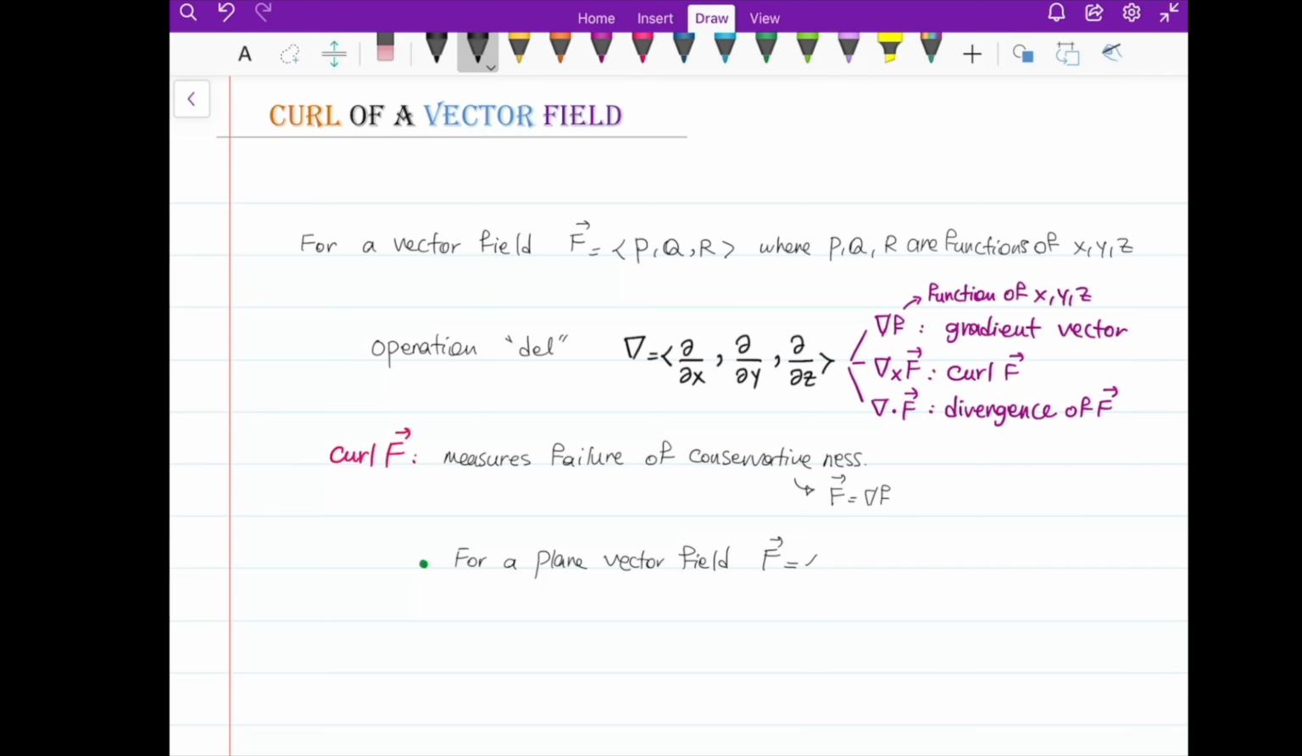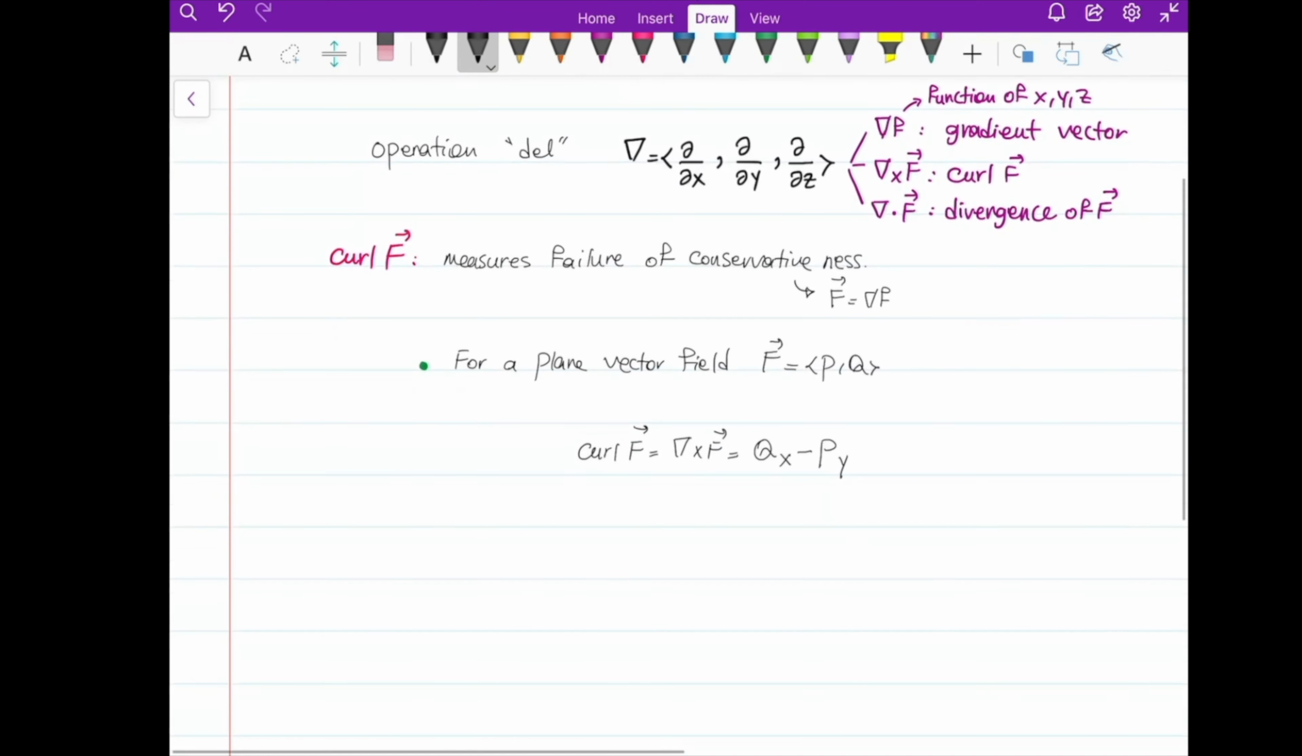if we have a vector field with just two coordinates that is defined on a plane, then we say that the curl of F, that we denote by the del operation cross product with F, is the partial of Q with respect to x, which is the second coordinate with respect to x, minus the first coordinate with respect to y. Okay, this is actually a scalar quantity. It's not a vector.